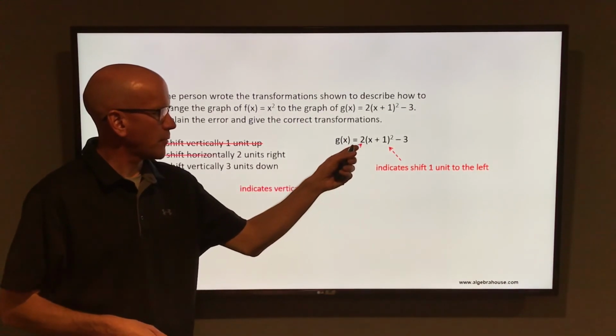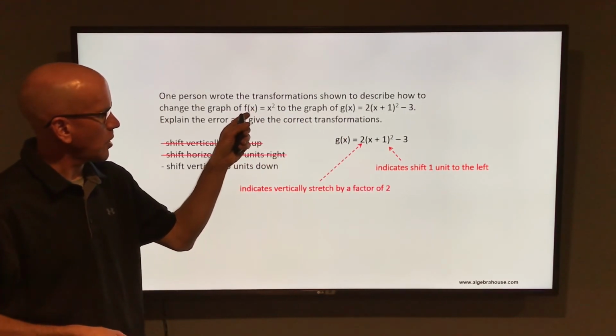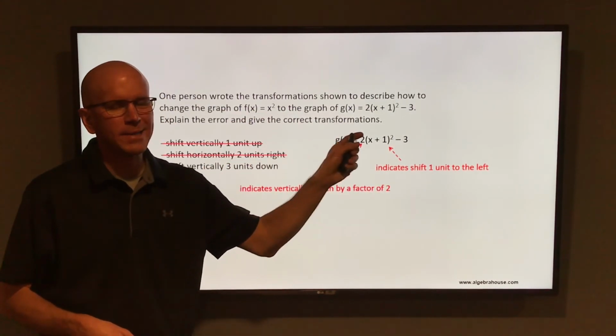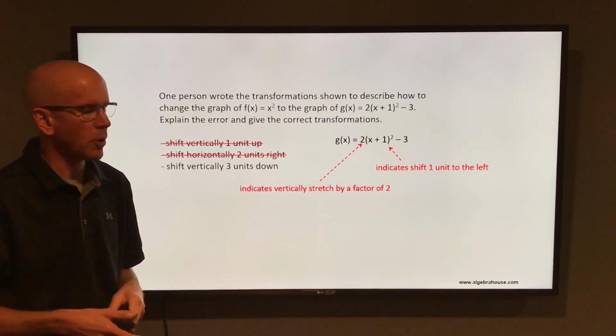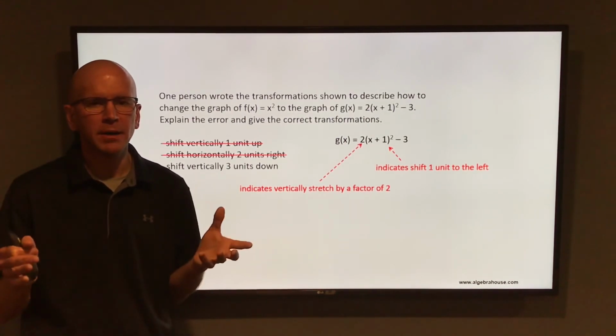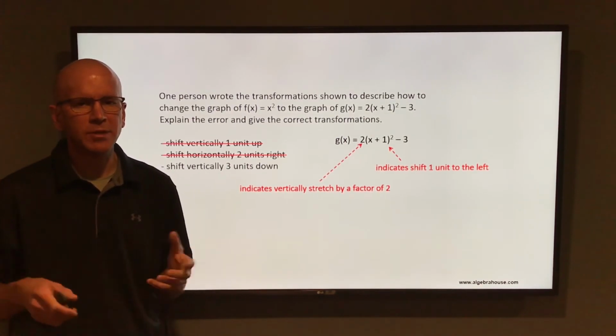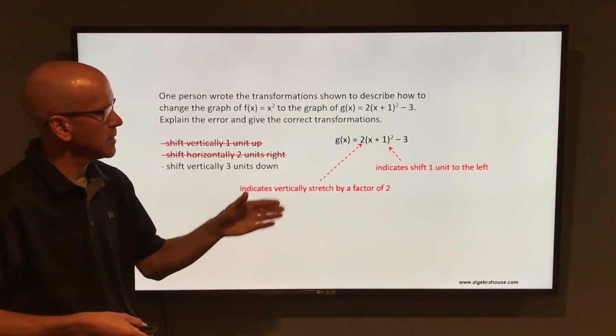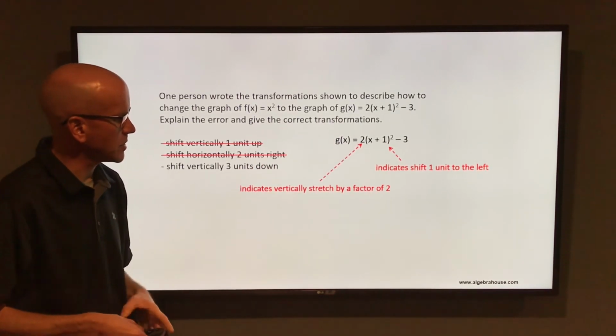Now there's a 2 out front. So we're multiplying the value of y, that's the whole right side, by 2. When you multiply the value of y by a number greater than 1, it's going to stretch the graph away from the x-axis by that factor. So we're stretching by a factor of 2.